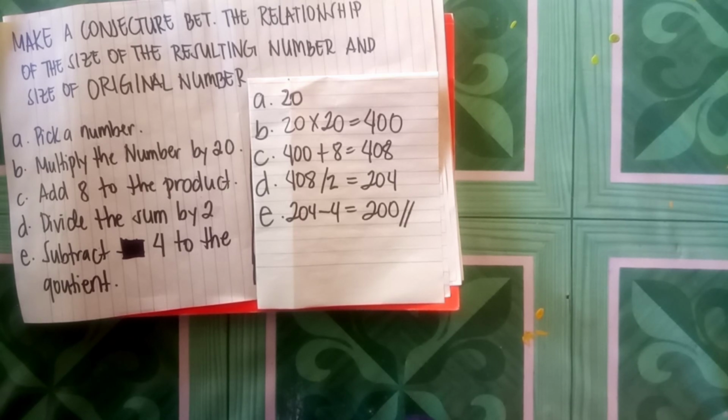So, we now have a conclusion. Therefore, the given procedure produces a number that is 10 times the original number. And this is now our inductive reasoning.